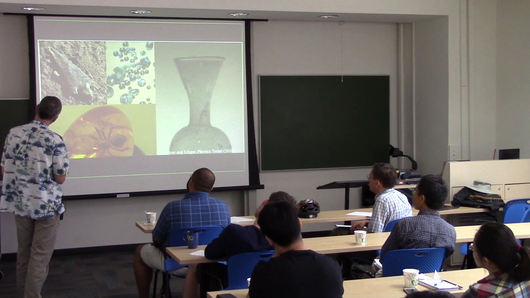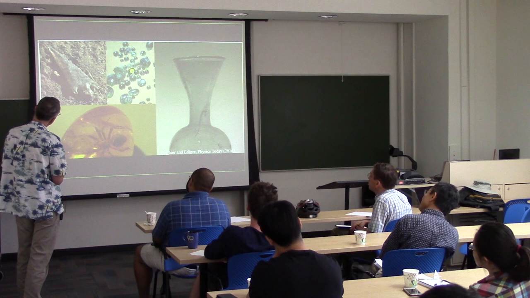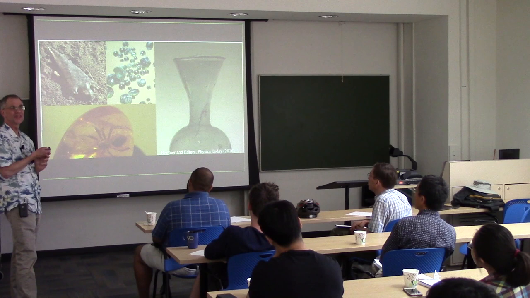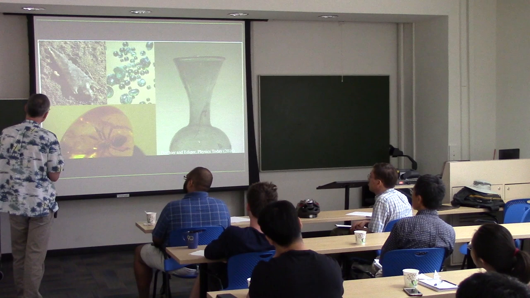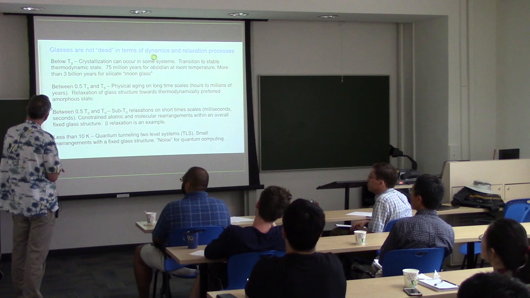And these are little beads of silicate-based glass from the moon, which are 3.5 billion years old, okay, and completely amorphous, okay? And so it can last a really long time. Even though they're non-equilibrium, the transition to equilibrium can take a long time. It can be much faster than that, okay? And so maybe this is something that some of the later talks will come into.